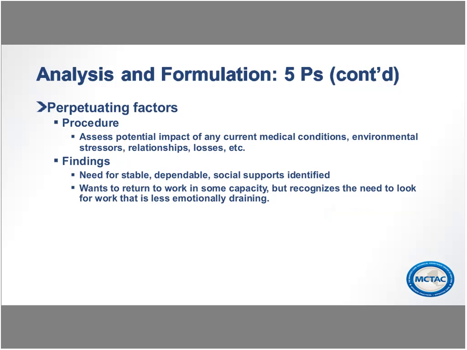More about perpetuating factors. What's keeping the symptoms going? We'd want to assess for the potential impact of any current medical conditions. Again, important to mention. What are the current environmental stressors, relationships, losses, etc.? And what we find is there's a real need for stable, dependable social supports in her life, that she doesn't identify having close friends, and her relationships come and go, are rather fleeting, and she identifies herself as attaching strongly to people and then losing these relationships and feeling adrift.